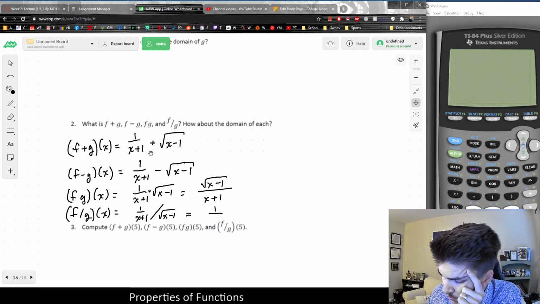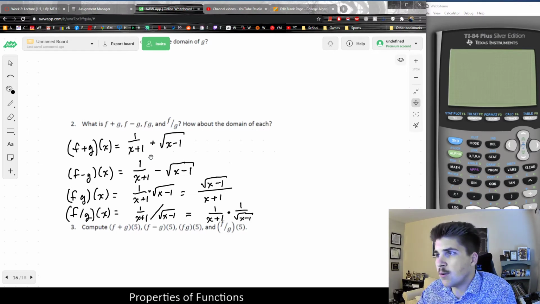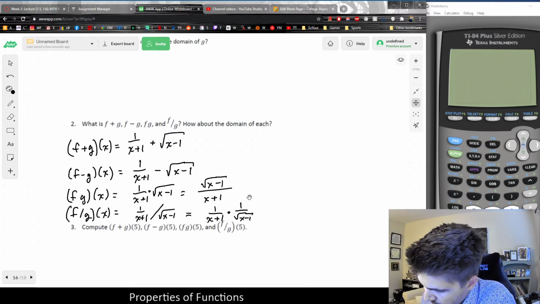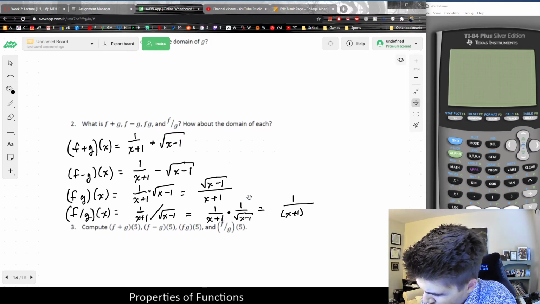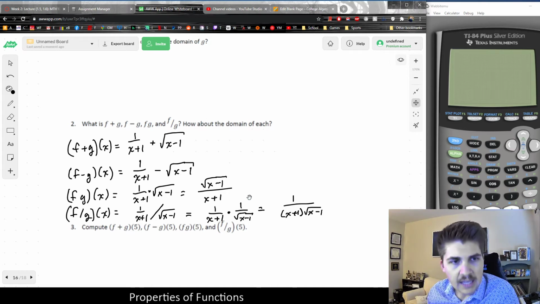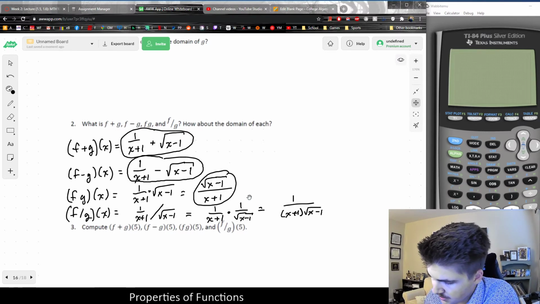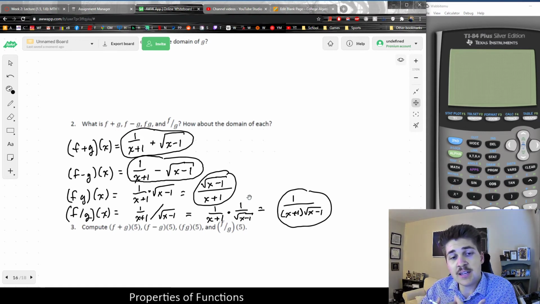So really what we'd have is 1 over x plus 1. We keep the first the same, and we flip and multiply by the second function. So it would be 1 over x plus 1 times 1 over the square root of x minus 1, or we could just write that as 1 divided by x plus 1 times the square root of x minus 1. We could use the distributive property, but at the end of the day, we come up with new functions. And the whole point of this is we're joining them together using basic arithmetic, and it creates a new function.